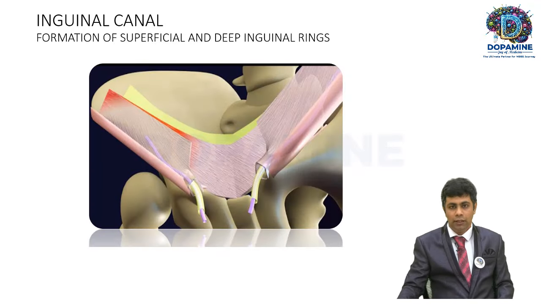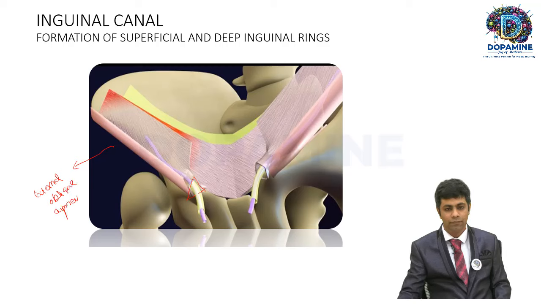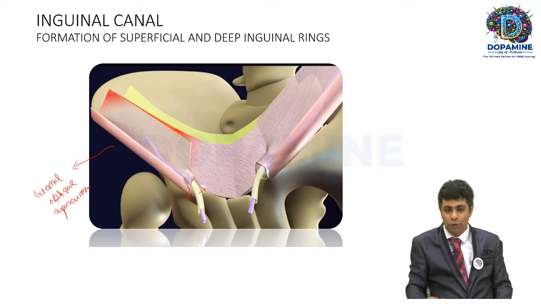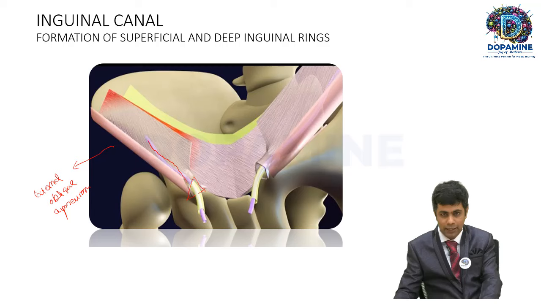Look at the picture here. You can see the superficial inguinal ring present here. It is a triangular defect seen in the aponeurosis of the external oblique muscle. You can see this one here. This is the external oblique aponeurosis. It's a triangular defect formed by the external oblique aponeurosis during its attachment. And the extension goes deeper to the deep inguinal ring, which is present here.